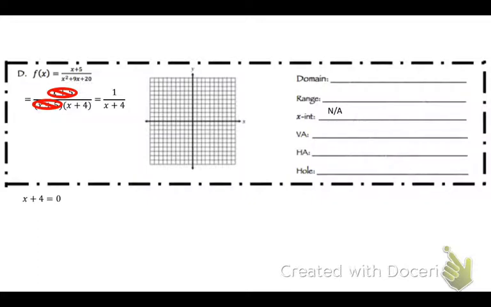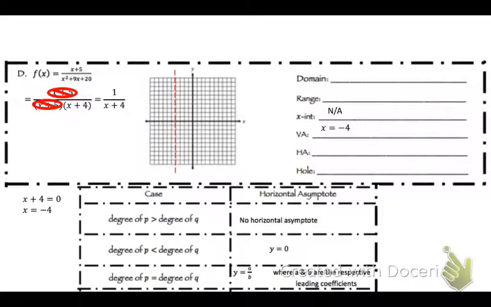Vertical asymptote, we have x plus 4 equals 0. Subtract the 4 over, so you get x equals negative 4. There's my vertical asymptote, and I'm going to draw that right there. Horizontal asymptote, the degree on top is less than the degree on bottom, so that's going to be a horizontal asymptote of y equals 0.